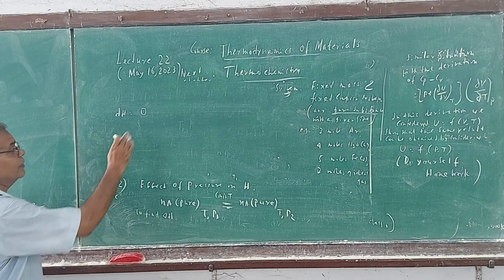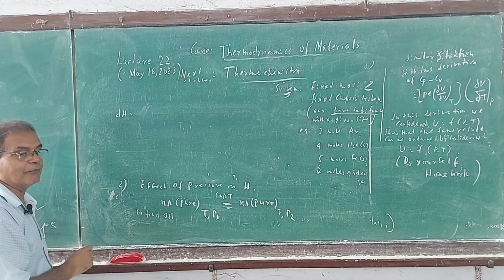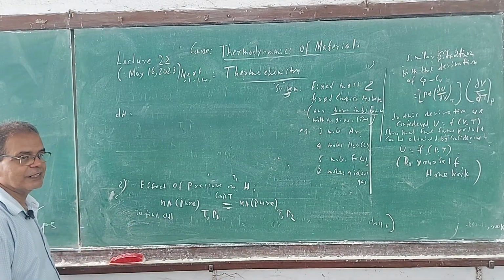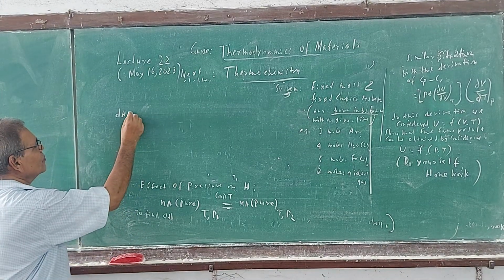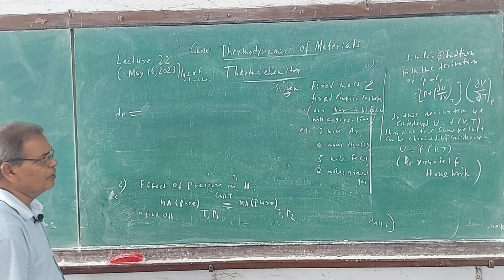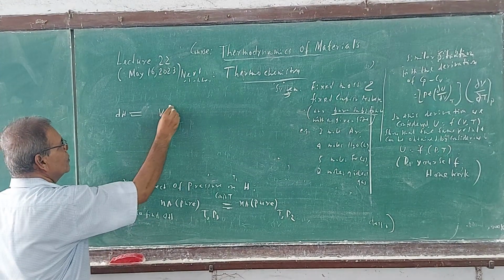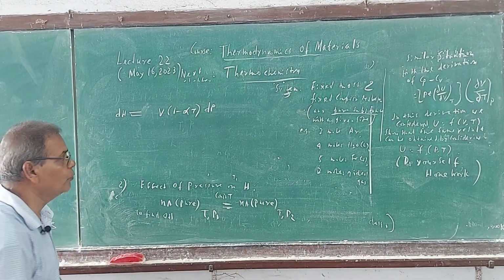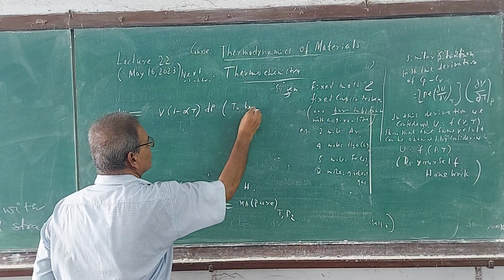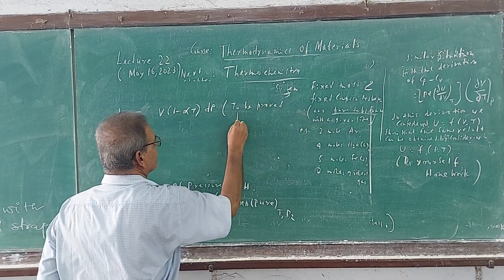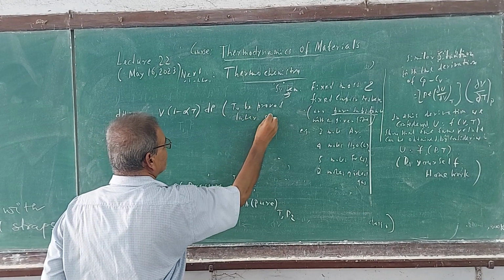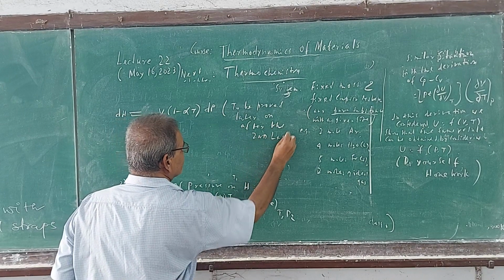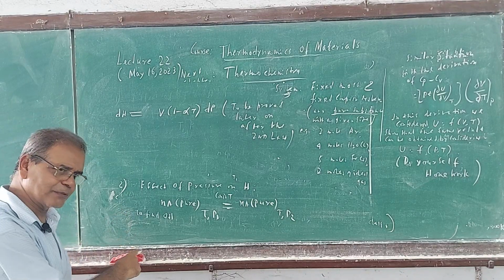If you don't know the answer, the best answer in this case, which I would welcome, is that we don't know. I don't know, sir. That is more knowledge than giving tentative answers. So I am giving you the answer: dH equals V into 1 minus alpha T dP. How do you know, sir? This will be proved later, after the second law. We don't know it before that, but accept this for the time being.